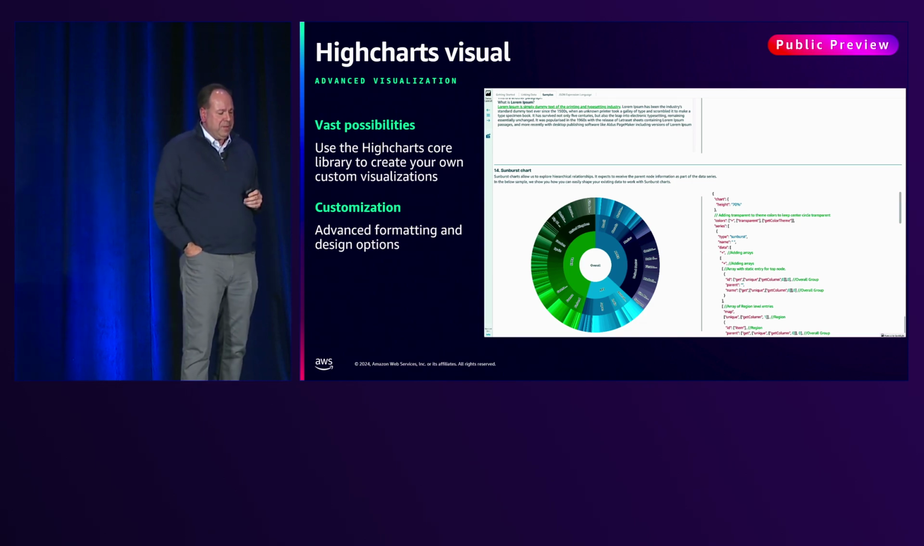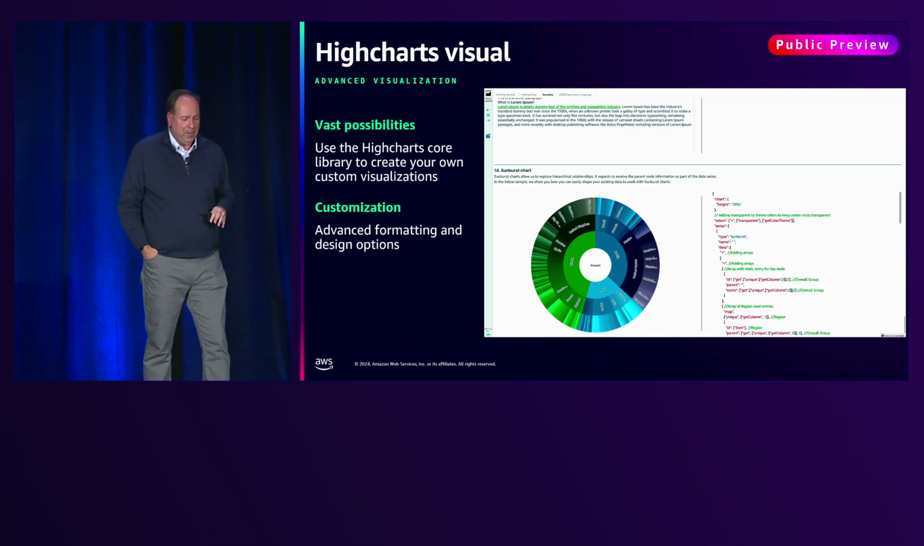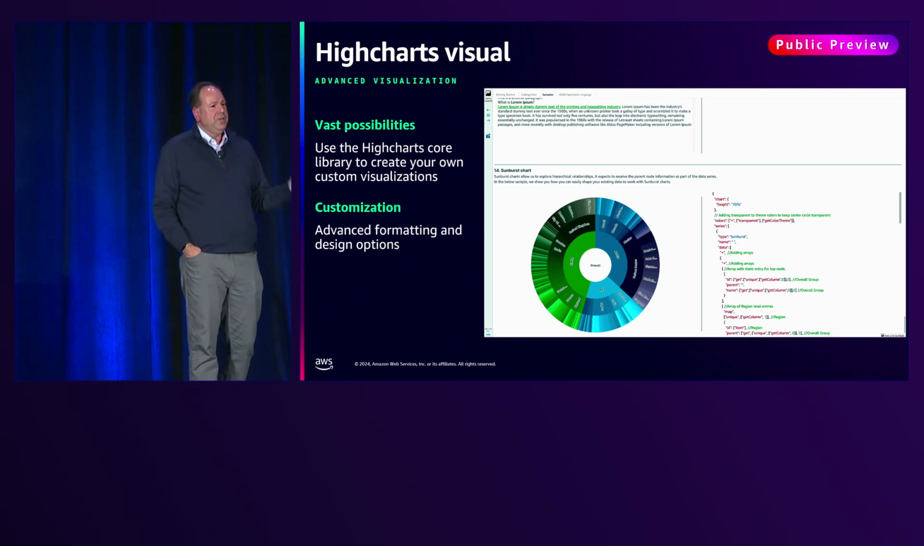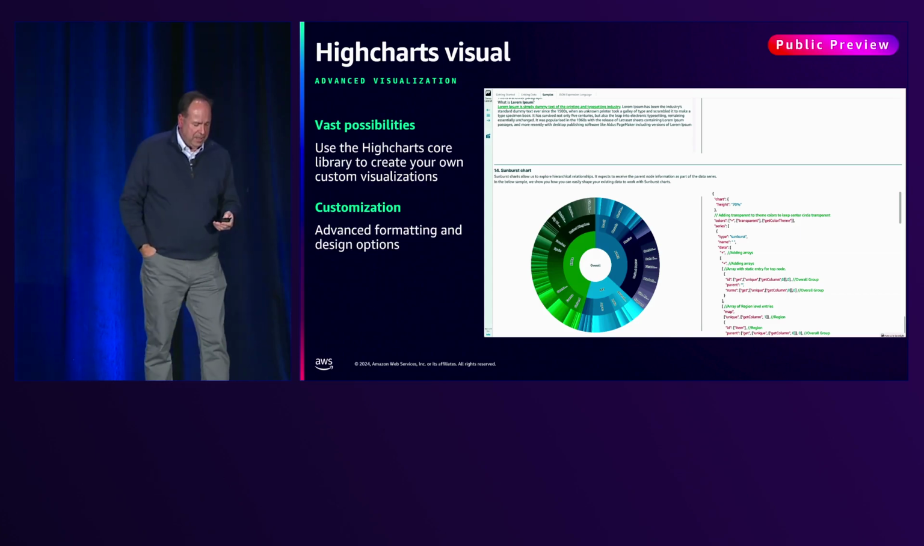And the way that you actually build these is we have a JSON editor that's included in the product, and you use the JSON editor in conjunction with a set of QuickSight functions that let you bind data from QuickSight into the visualization.